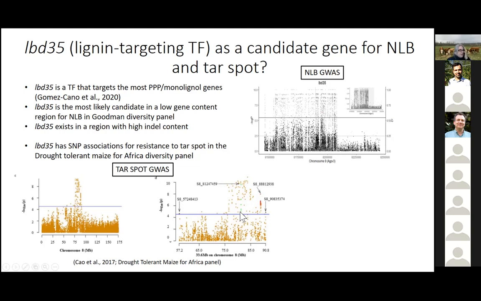So this is fascinating to me because this is a transcription factor. It may not be the real gene, it might not be the real deal, but it is a very compelling candidate gene. It targets the phenylpropanoid monolignol genes in a region that has low gene content and lots of insertion-deletions. So there might be presence-absence variation in there and other genes that we're not aware of. But this region was identified in 2 different diversity panels, and I think that's exciting.